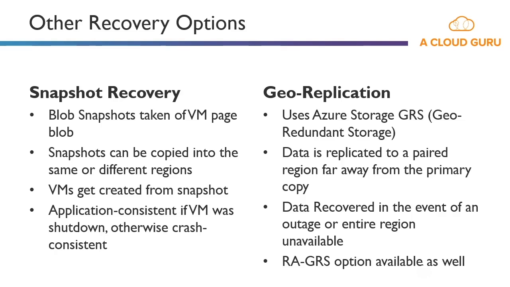It also has that RA-GRS, that means read access, is the official term. There's an RA-GRS option available, so if we wanted to, we could just take that geo-replicated virtual machine as an example and power it on in the other region that's warm and ready for us to go. Or if we just wanted to read some of the data, we could do that as well.